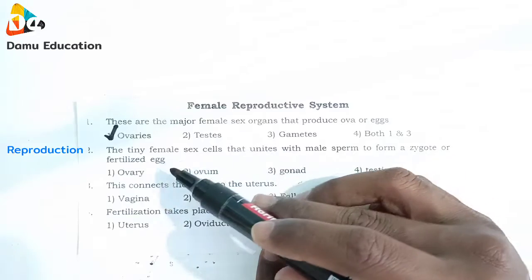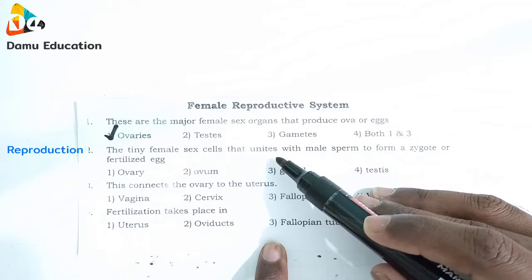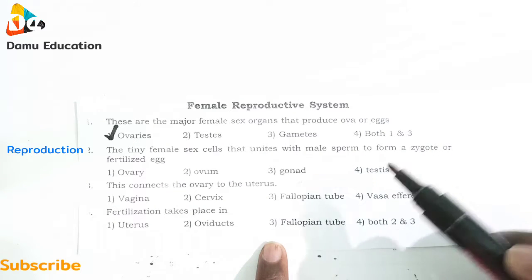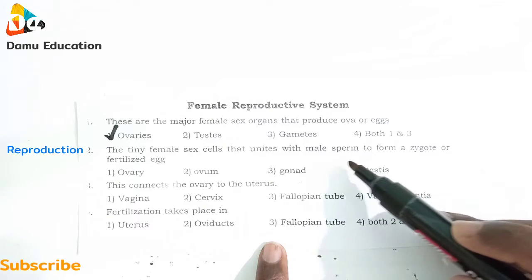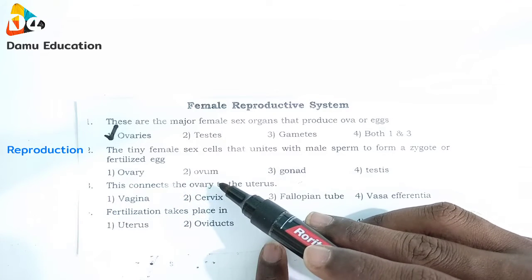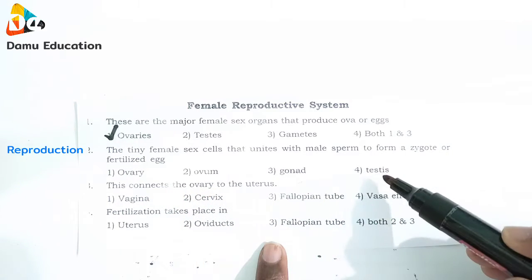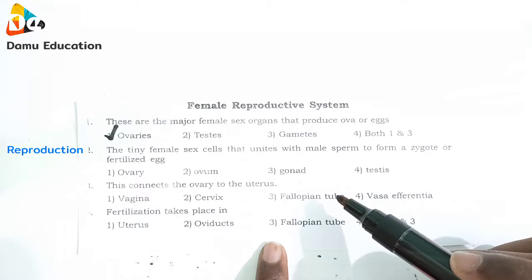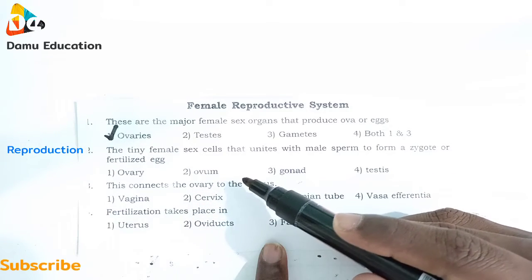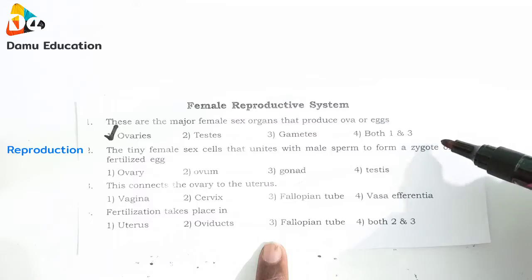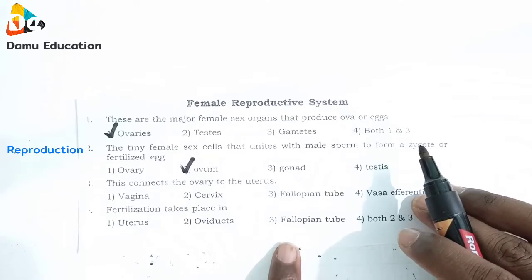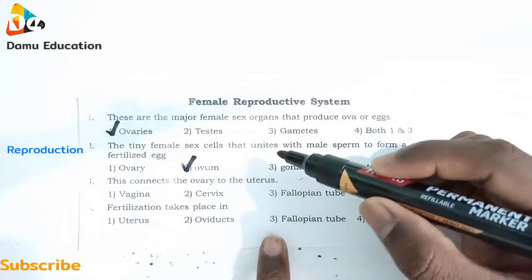Next, second one: the tiny female sex cell that unites with the male sperm to form a zygote or fertilized egg. Which cell joins with a male sperm to form a zygote? First one ovary, next ovum, then gonad and testis. We know that it is the ovum. The ovum is the tiny female cell that unites with the male sperm to form a zygote or fertilized egg. So the answer is ovum.